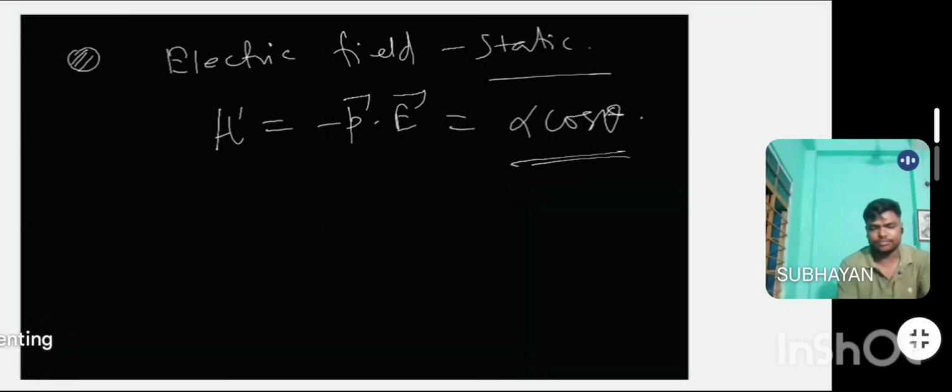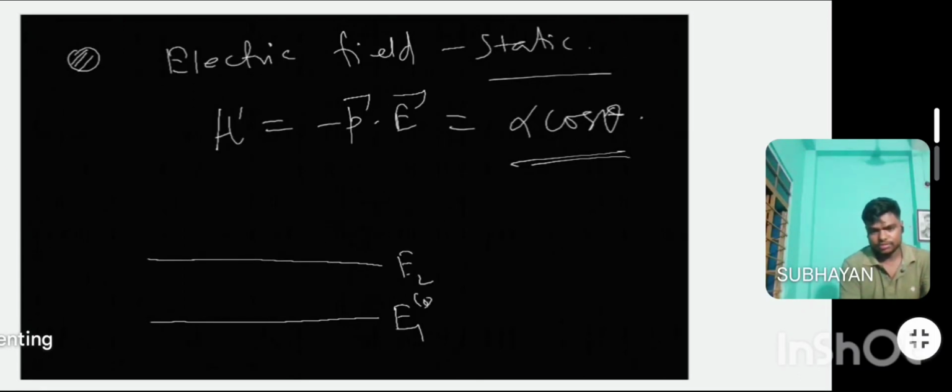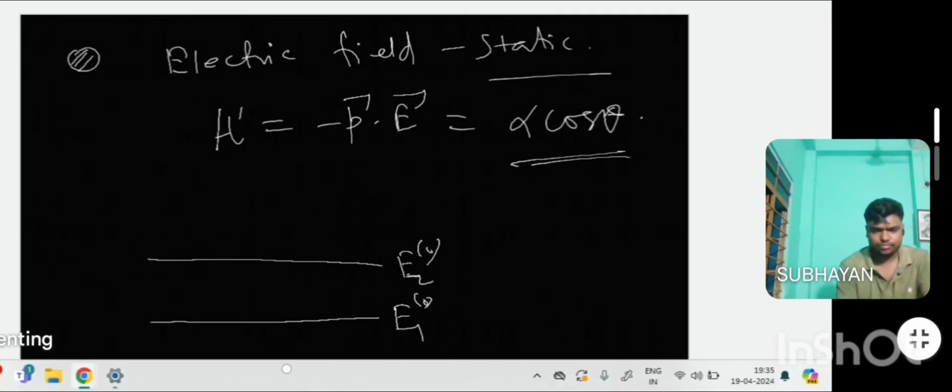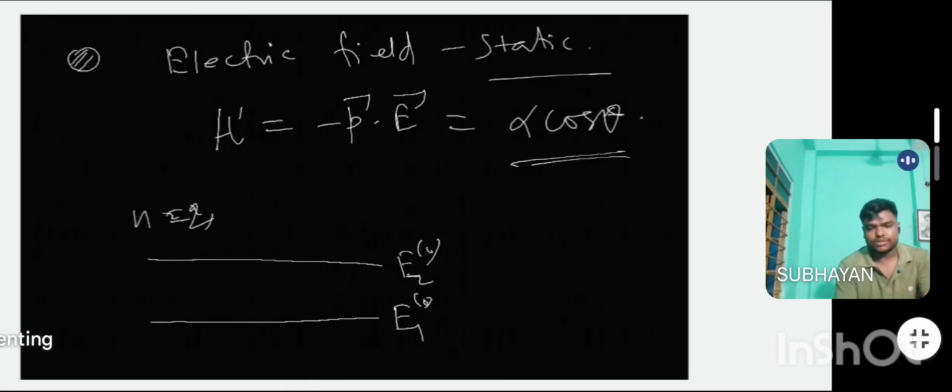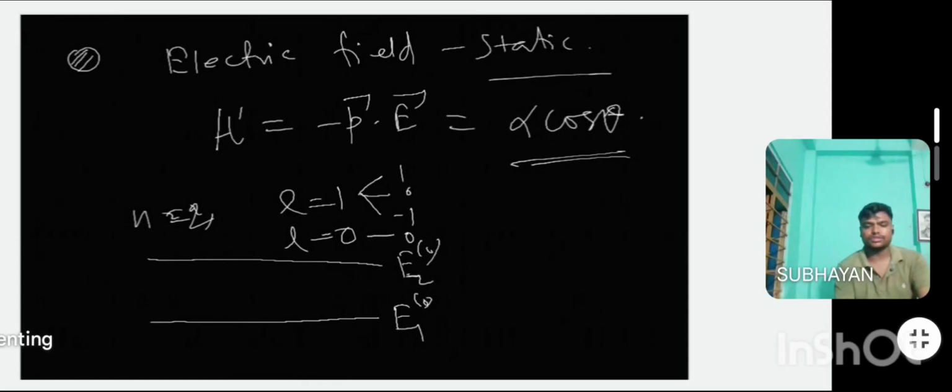Okay. And in reality, you have the ground state, which is E1, and the first excited state, this is E2. In the second energy level you have 4 degenerate states. This means n equal to 2. For n equal to 2, L may be 1, L may be 0. For L equal to 1, there will be 3 values of m: 1, 0, minus 1, and for L equal to 0, m has only one value, which is 0. So basically there are 4 degenerate states in the first excited state of a hydrogen atom. Okay.